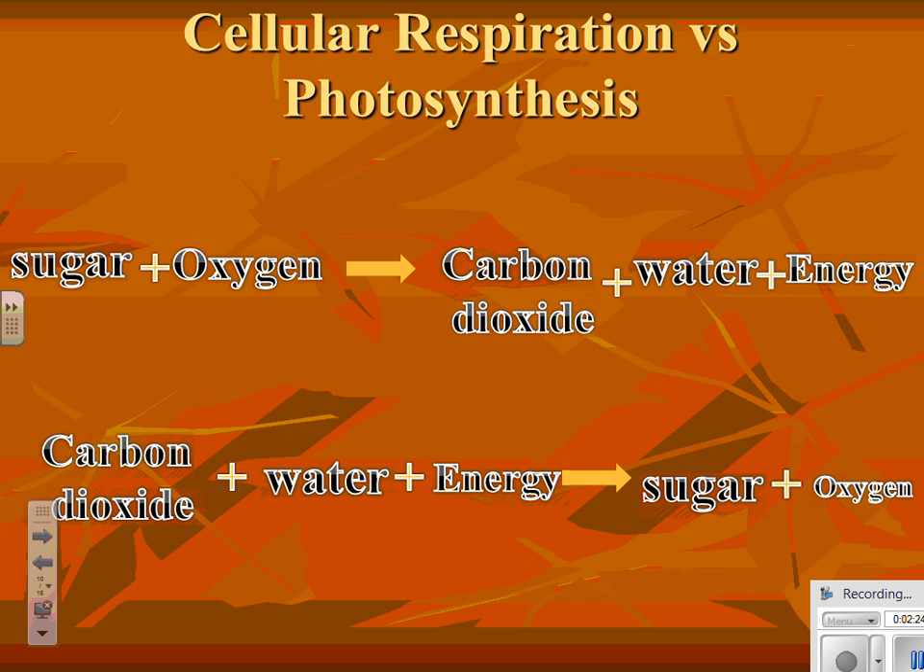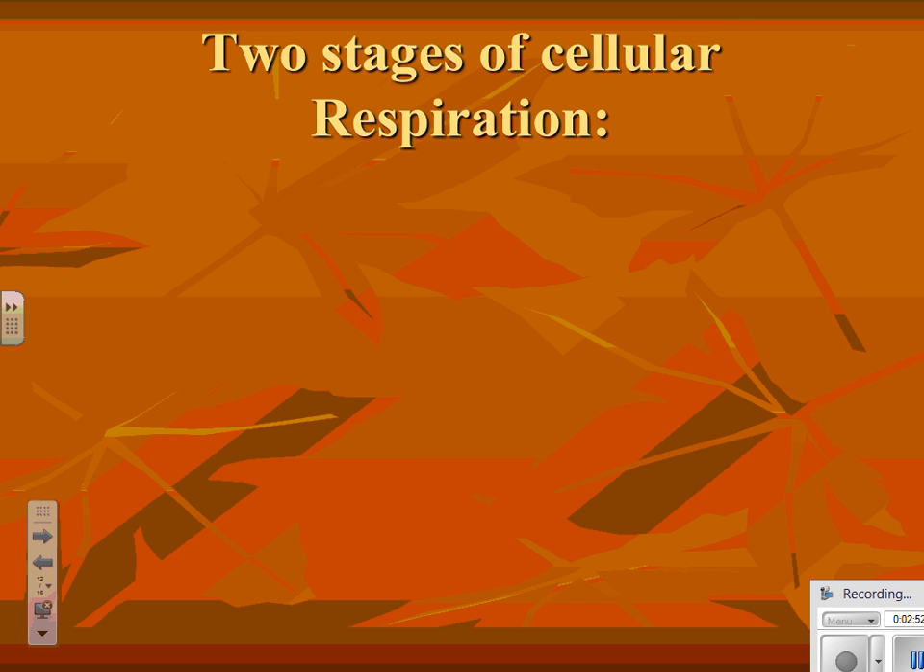For example, the carbon dioxide that's released through cellular respiration is used for photosynthesis. The water from cellular respiration is used for photosynthesis, and energy released from cellular respiration is used for photosynthesis. On the opposite side, the sugar that's released during photosynthesis is absorbed during cellular respiration, and the oxygen that is released during photosynthesis is absorbed during cellular respiration.